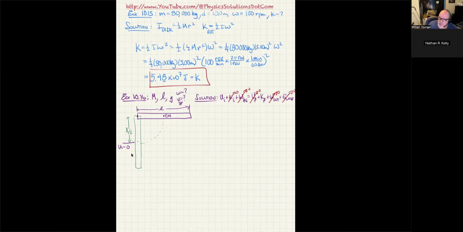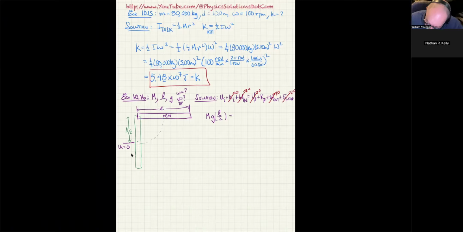So mgh is our potential energy. I'm going to start off by saying the initial potential energy is the mass of the rod times g times specifically a height of L over 2, because we're saying L over 2 down from that is U equals 0. So the height up is L over 2. That's our potential energy initially.